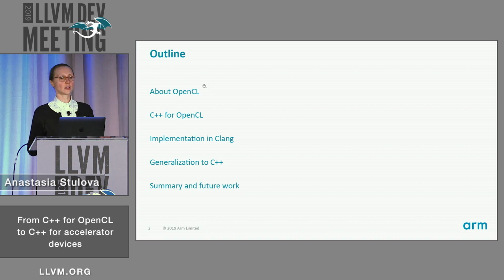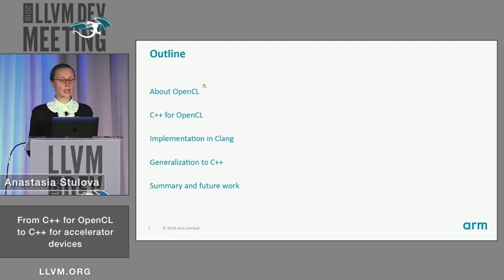Let's start from the outline. I'm going to first briefly introduce the concept of OpenCL so that you can follow the rest of the talk. And I'm going to start by describing C++ for OpenCL just conceptually. For the majority of this presentation, I will focus on how we implement various features in Clang. And at the end, I would like to talk about generalization to C++, and I will conclude with some summary and future work as well.